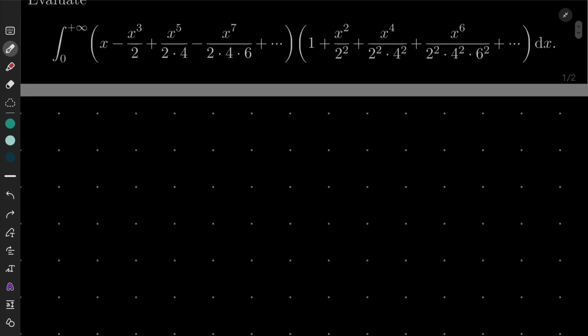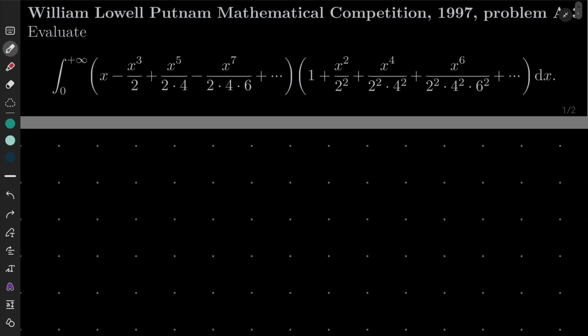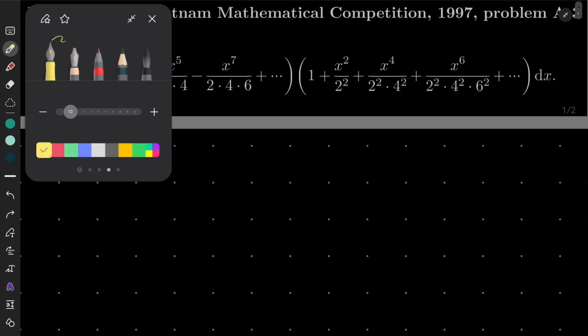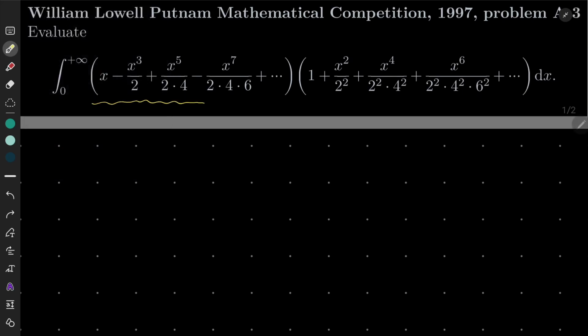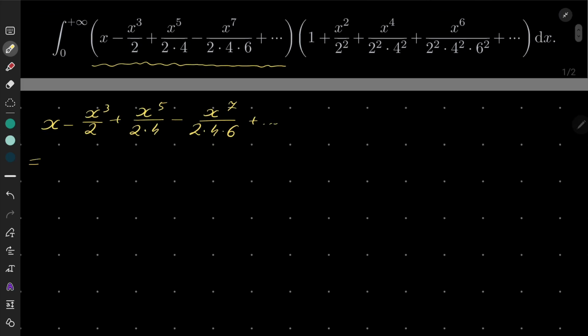Okay, so here is my solution. First, I wish to concentrate on the first series, this part right here: x minus x cubed over 2, plus x to the fifth power over 2 times 4, minus x to the seventh power over 2, 4, 6, and so on, alternating. How can we simplify it?